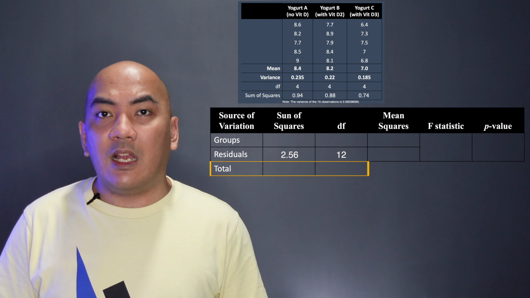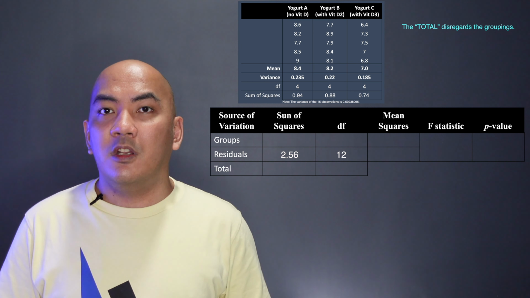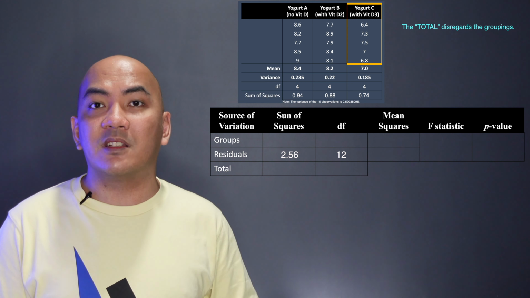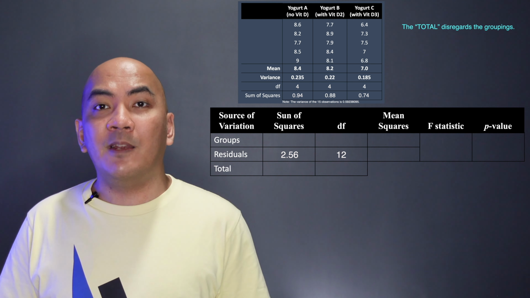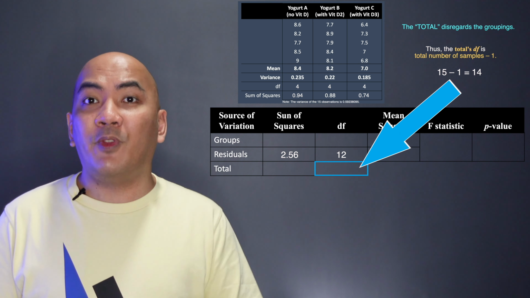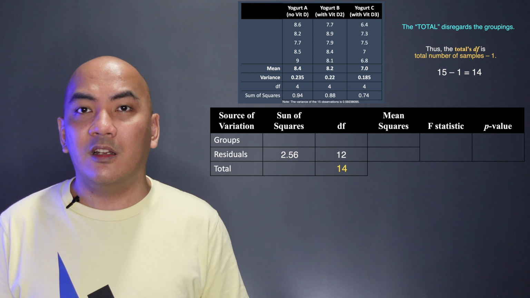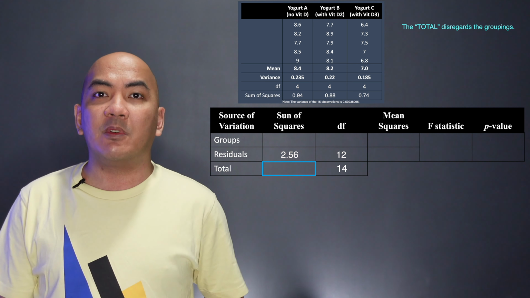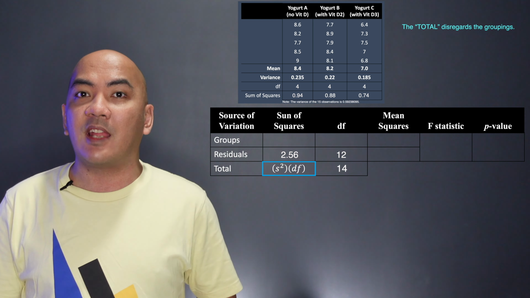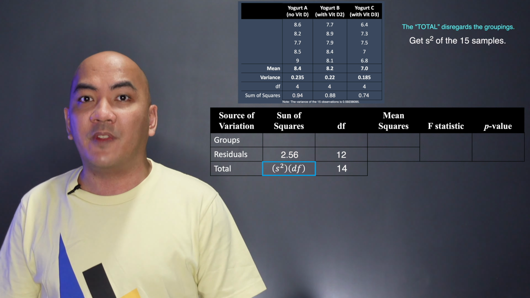As for the row total, that refers to all the observations regardless of the groups. So since there are 5 participants in group 1, 5 participants in group 2, and 5 participants in group 3, all in all we have 15 participants. And since the degrees of freedom is n-1, that's 15 minus 1, and that gives us the degrees of freedom for the total, which is 14. As for the sum of squares of the total, since we know that the sum of squares is the sample variance times the degrees of freedom, we need to get the sample variance of the 15 observations.